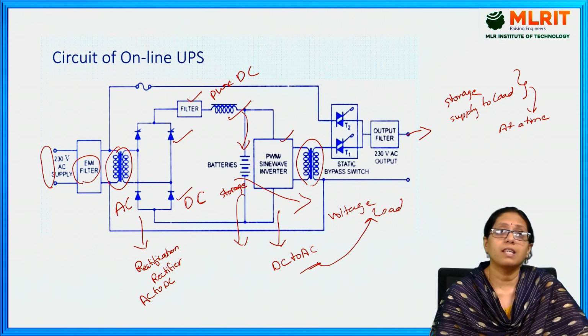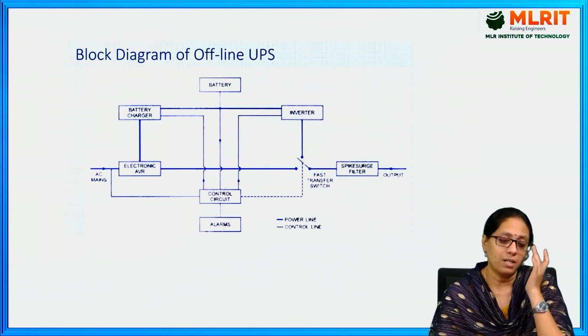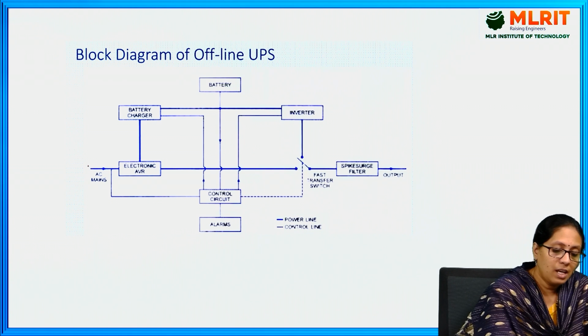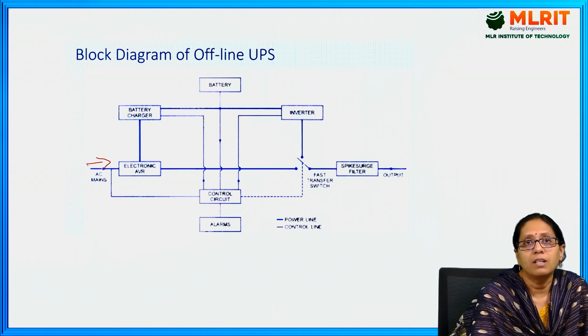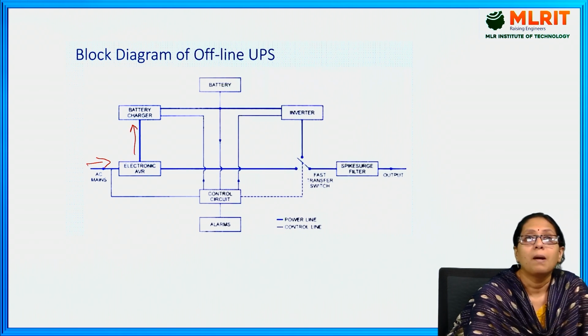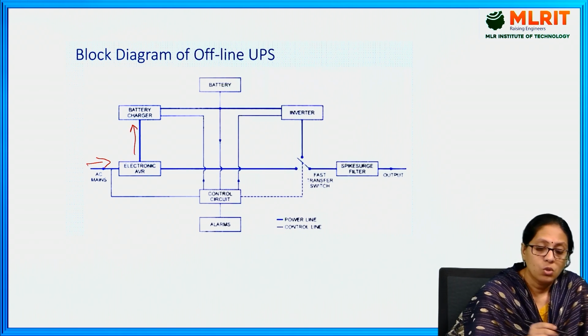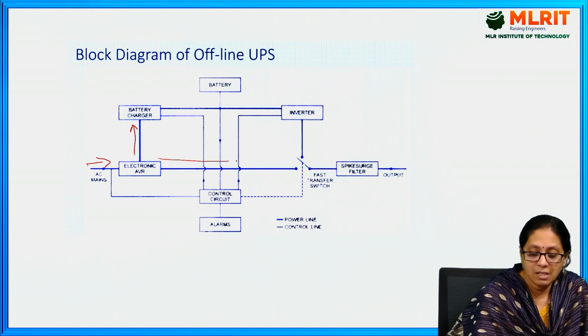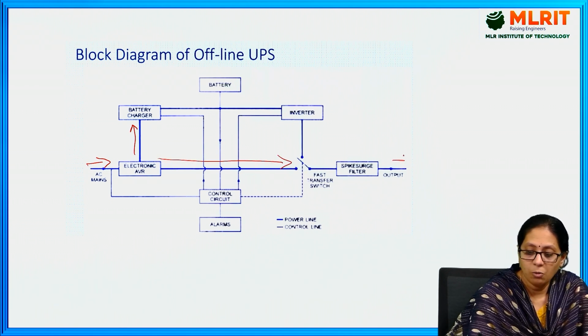The next case is offline UPS. Here in this offline UPS, the input AC supply is given here. The input AC supply is again given to the battery charger. So here the battery charging is done. This is connected to the output here, that is the load.